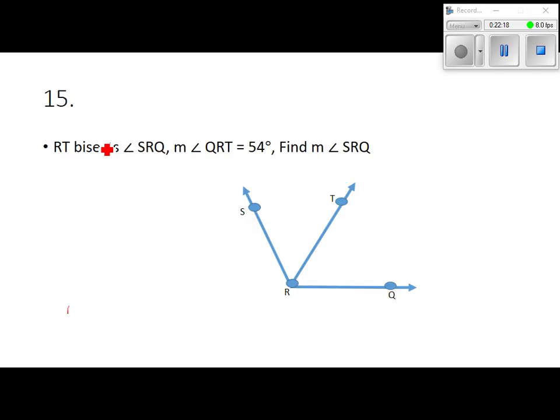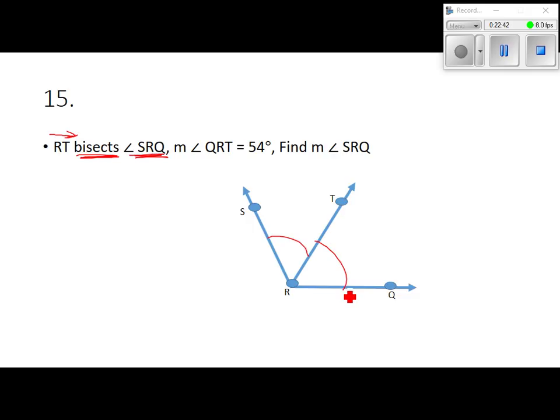Number 15. This should say ray RT, sorry, forgot my symbol. If you forget your symbols, I forgot mine there. Ray RT bisects. Bisects tells us it splits it into two congruent angles. It bisects this angle, so it splits it into two congruent angles. That angle is congruent to that angle.